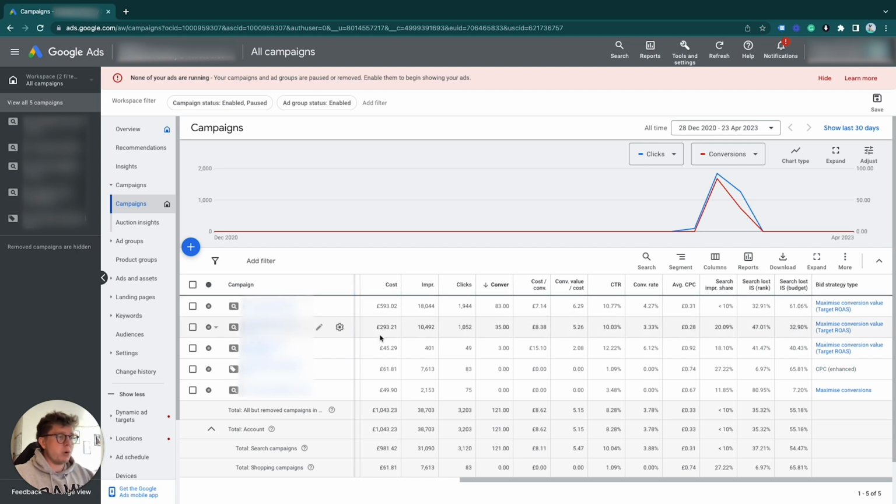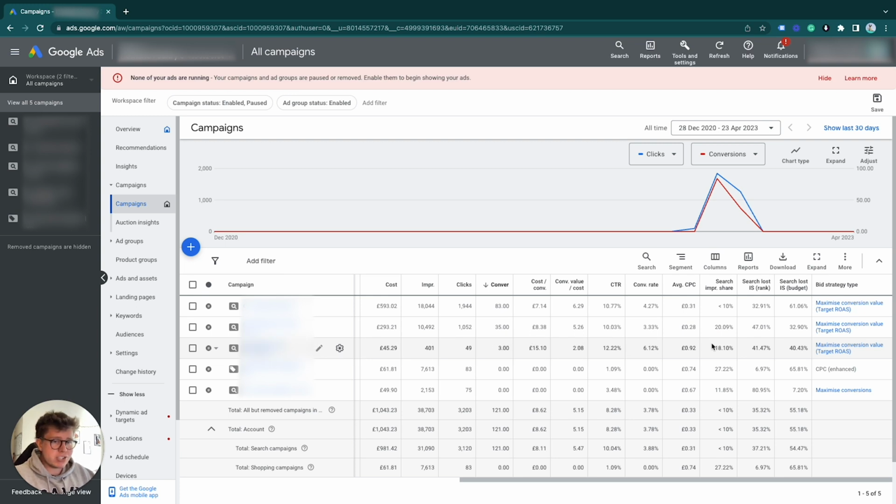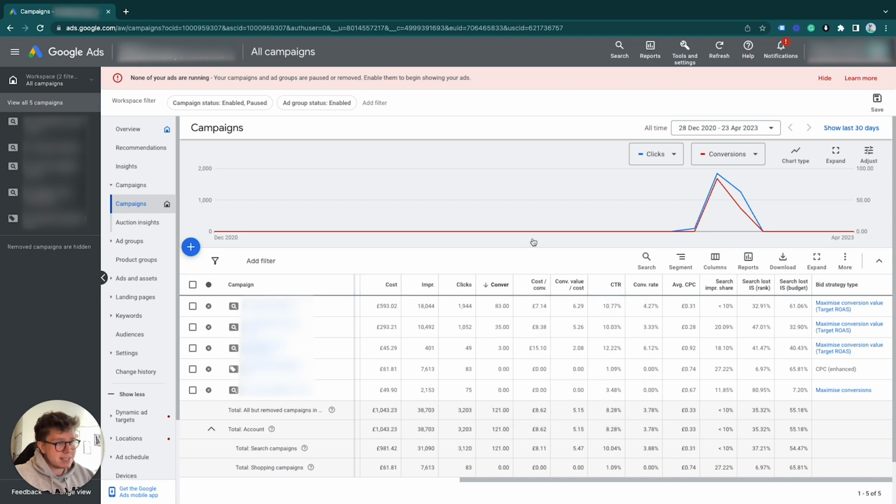If you want to go over these metrics in detail, go to my lead generation video where I touch on it in much more detail. But for this, I'm just going to go over the main differences between the lead generation metrics and the e-commerce metrics. So the main difference here is we have included conversion value divided by cost, which is ROAS.